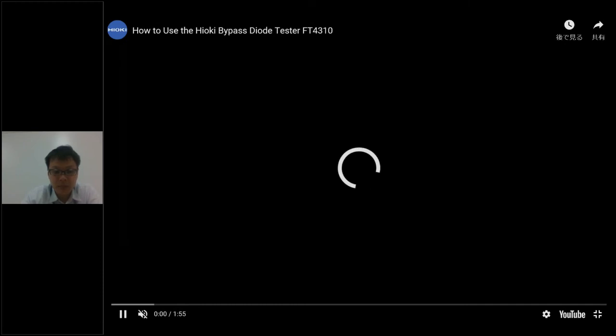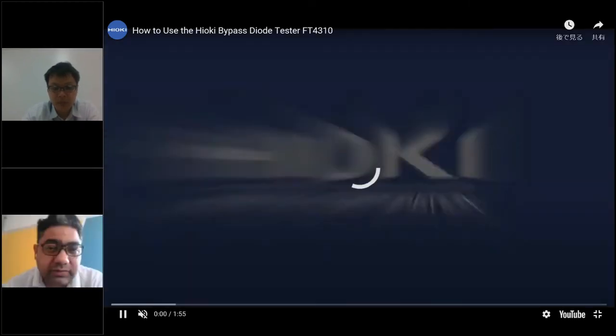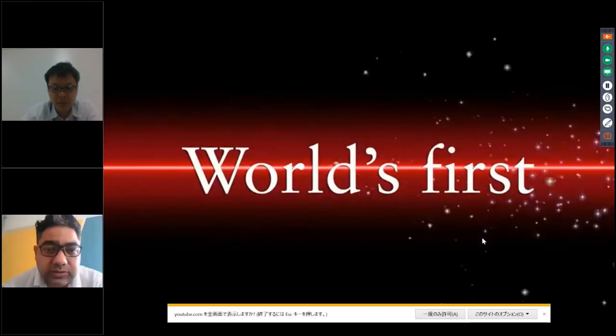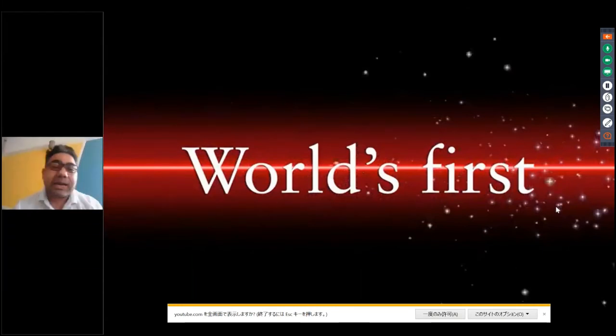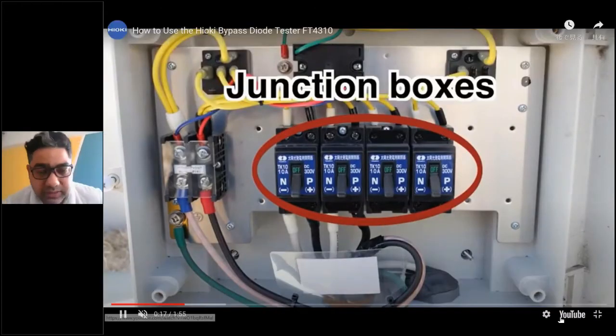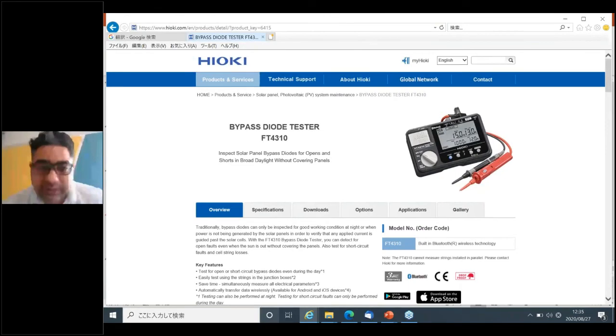So this model which we have made very specifically for the solar industry, model number FT4310. We call this a bypass diode tester. It's a kind of preventive maintenance tool, and it is very simple to use.